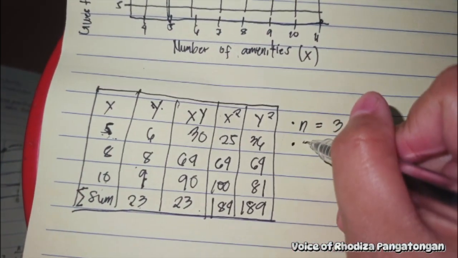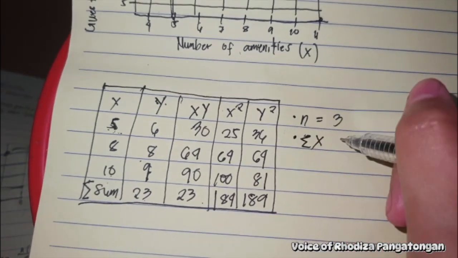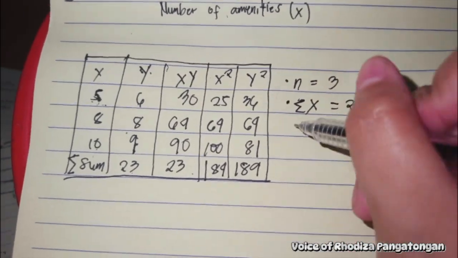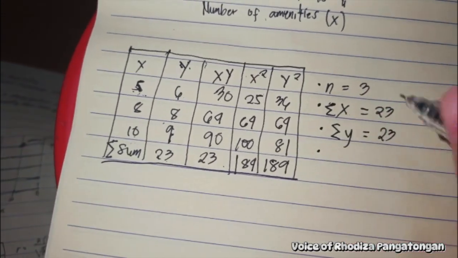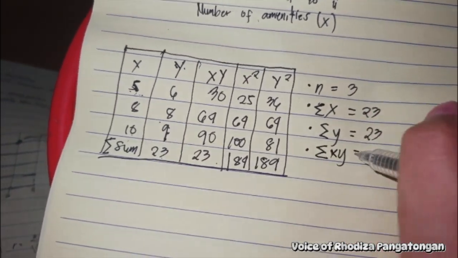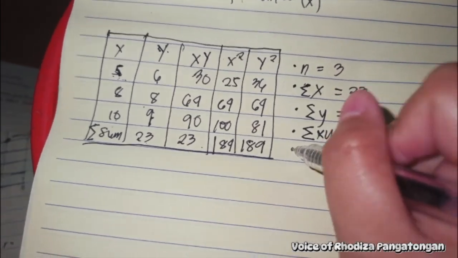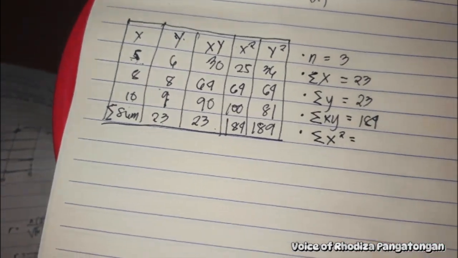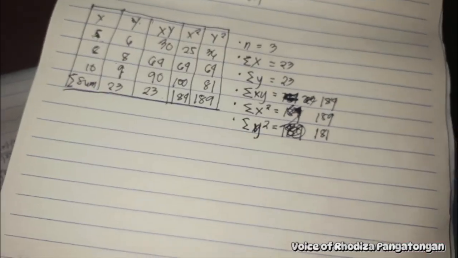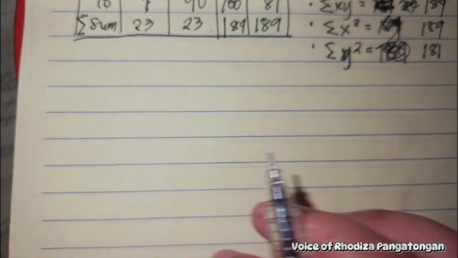Then our summation of x equals 23. Then the summation of y also equals 23. Then summation of xy equals 184. Then summation of x squared equals 189. So let us proceed here, writing Pearson's r equals.